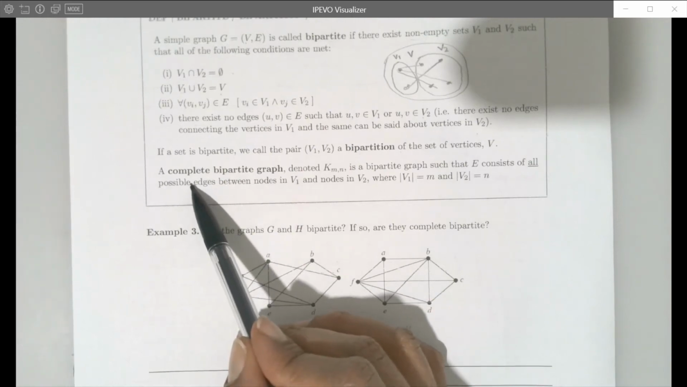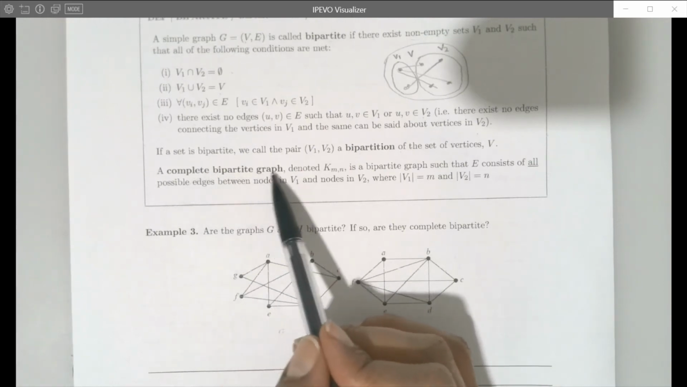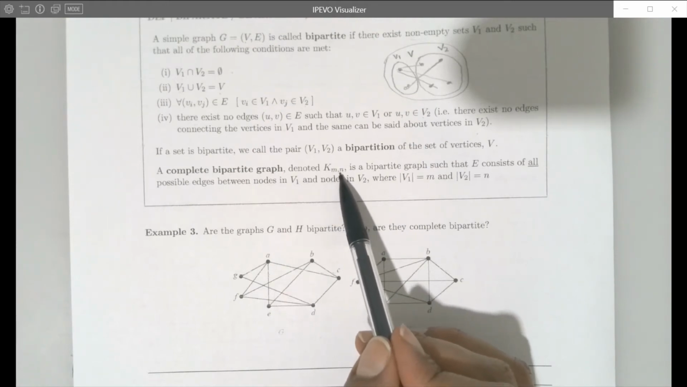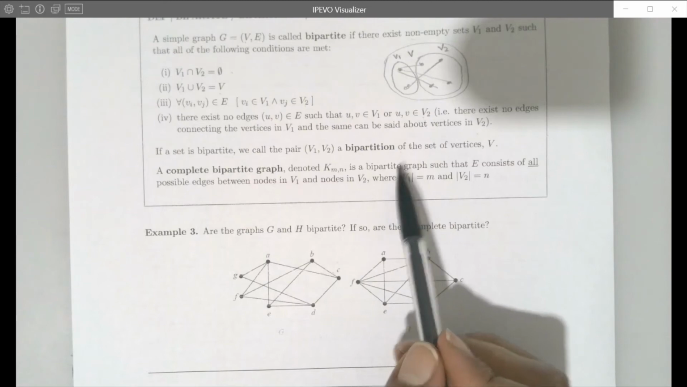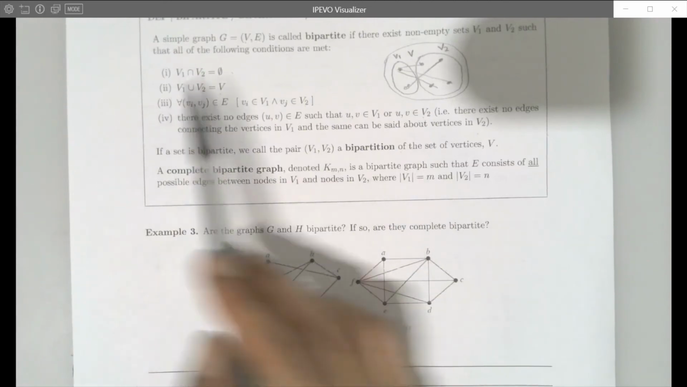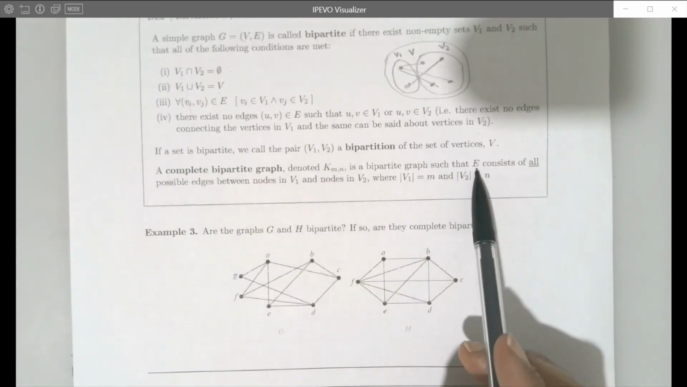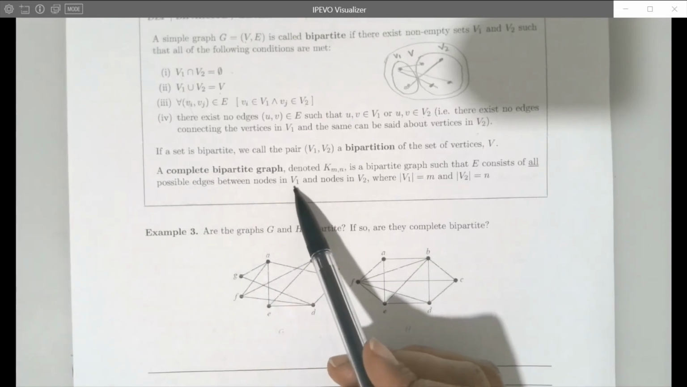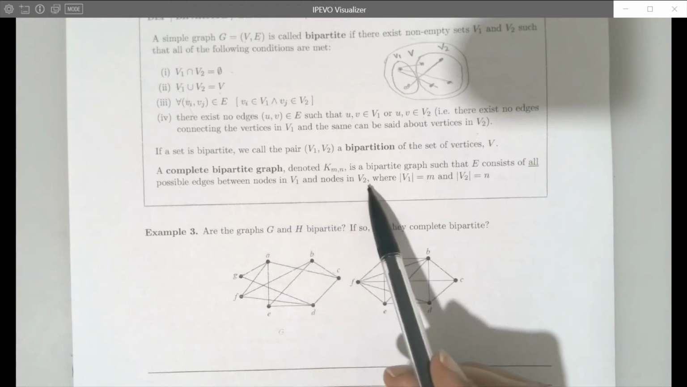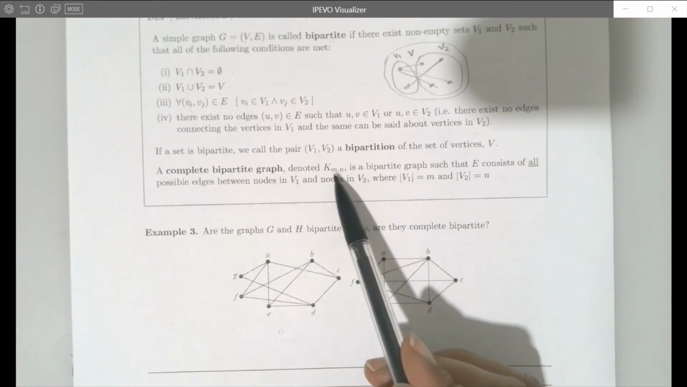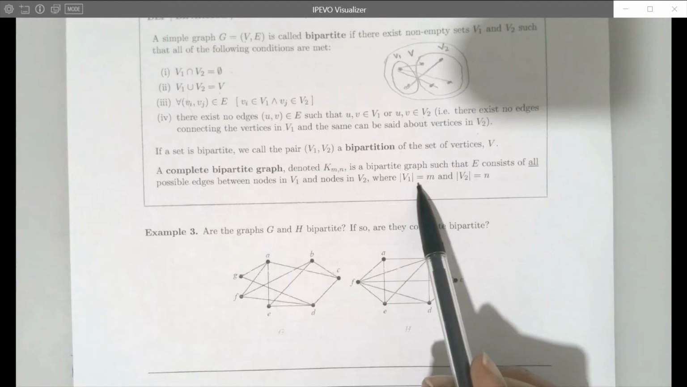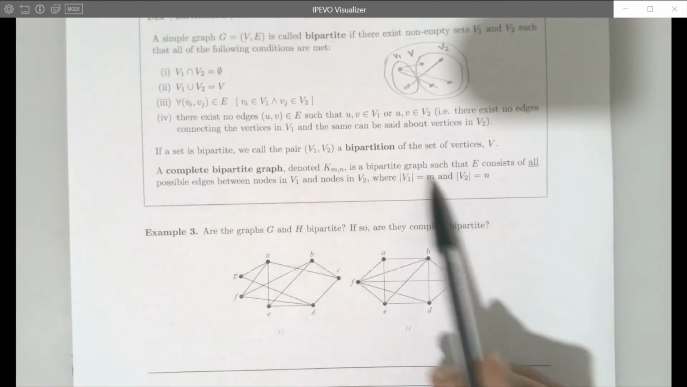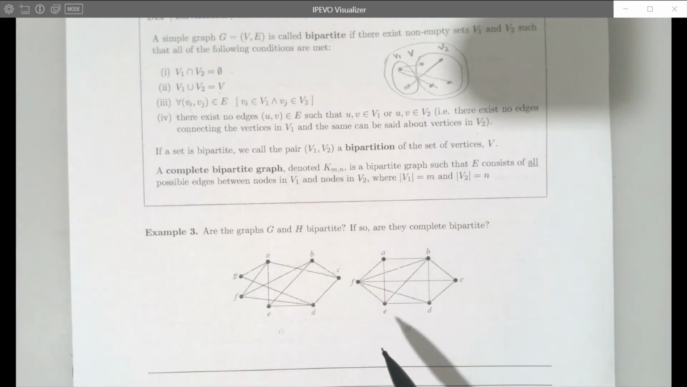And then one last definition, a complete bipartite graph, which is denoted as K sub m, n, is a bipartite graph, so it's going to satisfy all these four conditions, such that the set E consists of all possible edges between nodes in V1 and nodes in V2. And here M is the size of the first set, V1, and N is the size of the second set, V2.